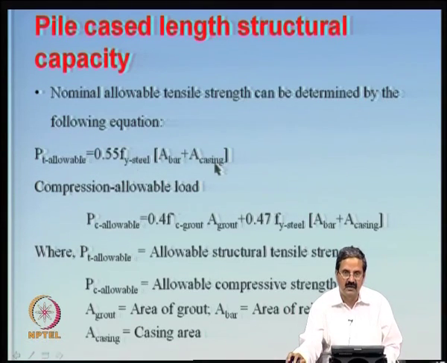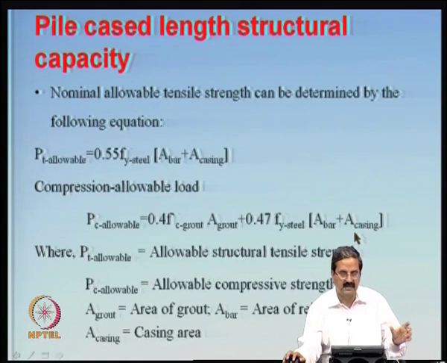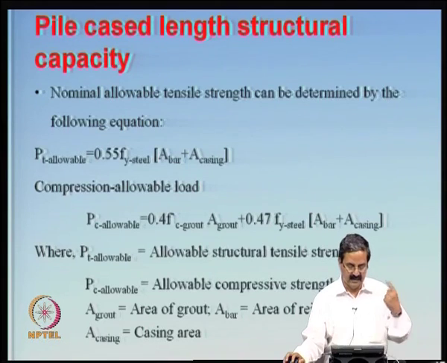This is an expression for the allowable tensile capacity, because you are using a term of 0.55 here. In the case of compression we have factors like 0.4 and 0.47, and the corresponding areas of grout and steel material. So total compression, because the micropile consists of the central rod, casing and the grout. For all the three things you should have this.